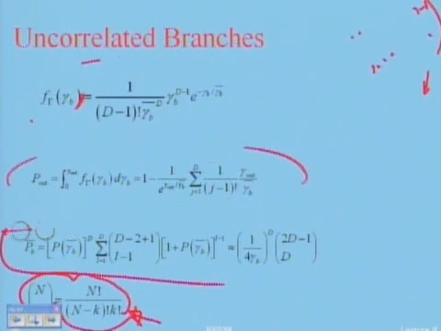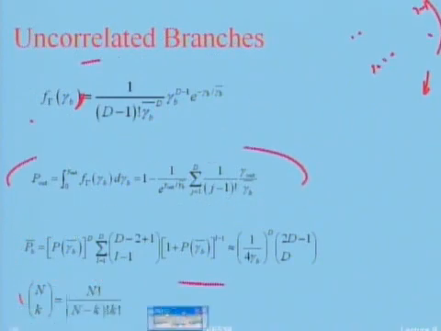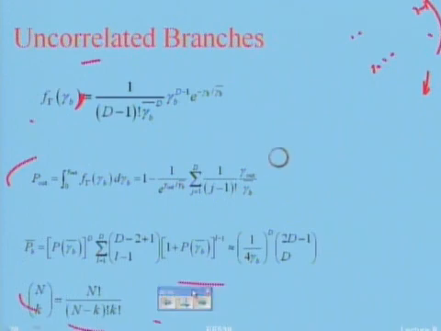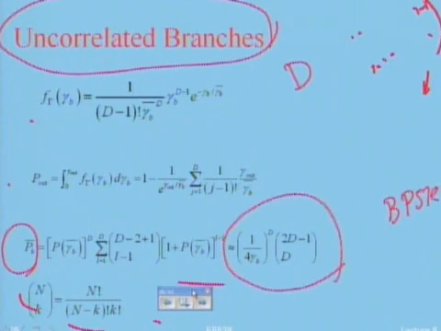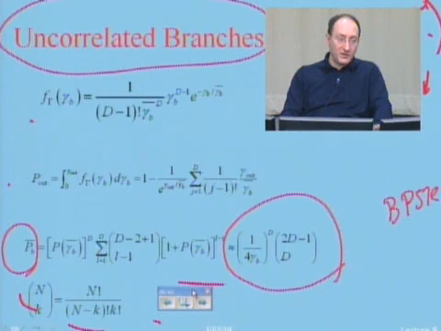But I remember that this equation is associated to what? This equation is associated with uncorrelated branches. For uncorrelated branches with D order of diversity, my average bit error rate for binary PSK is given by this equation approximately. And I checked it. For D equal to 1, it's the same as what I had before.